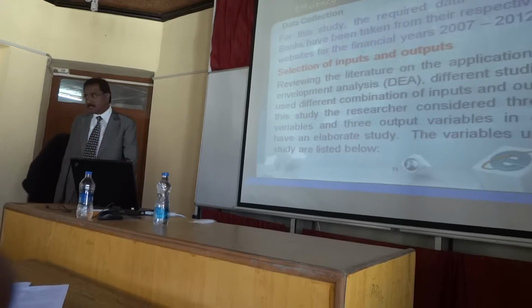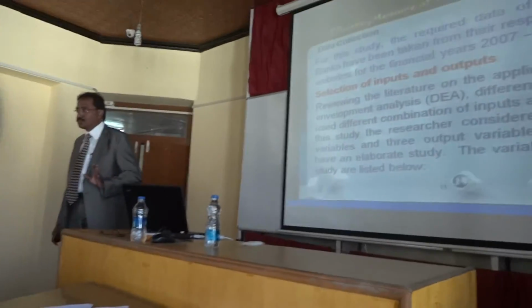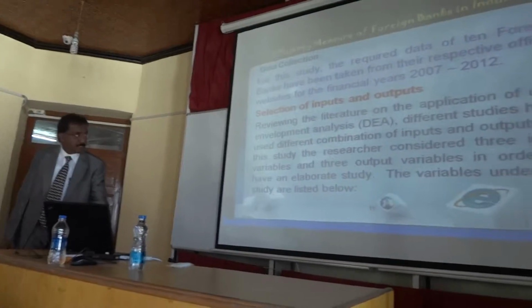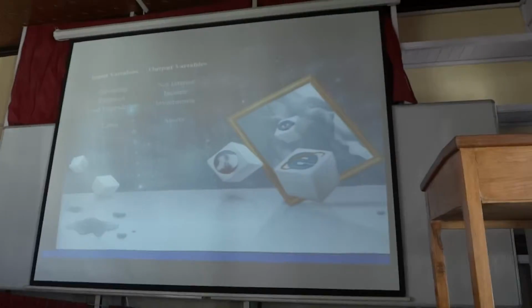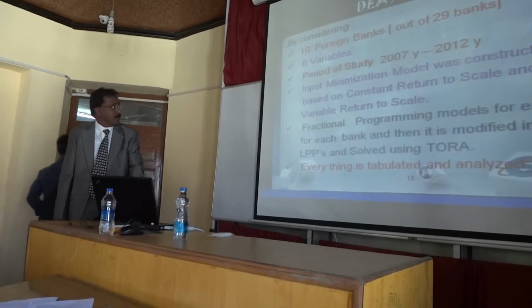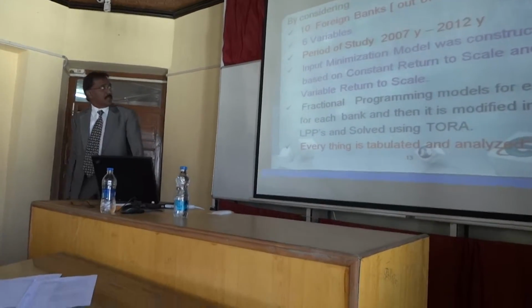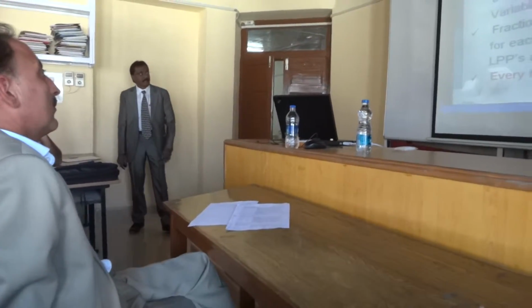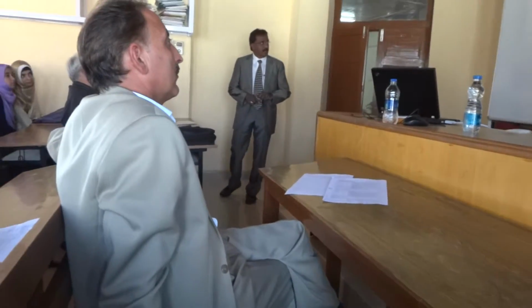For data collection, we have considered the years between 2007 and 2012, right? The selection of inputs and outputs was already discussed; we utilized correlation analysis. So these are all the input and output variables that we have considered here. We consider 10 foreign banks out of 32, and 6 variables. The period of study is 2007 to 2012. Then here we are going for 2 different cases.